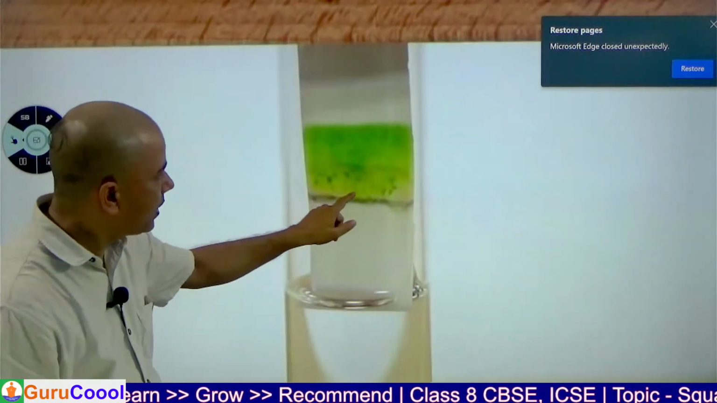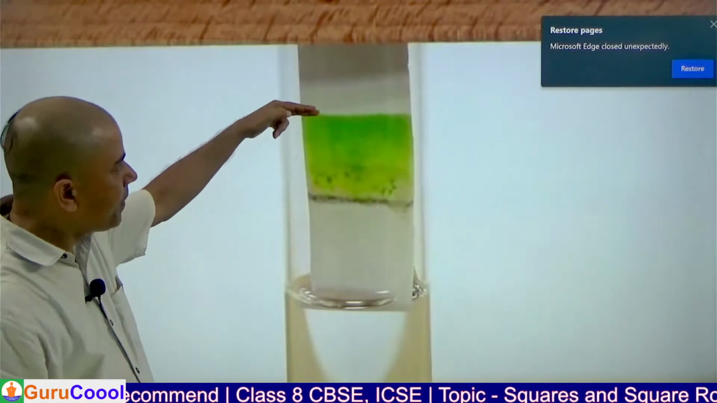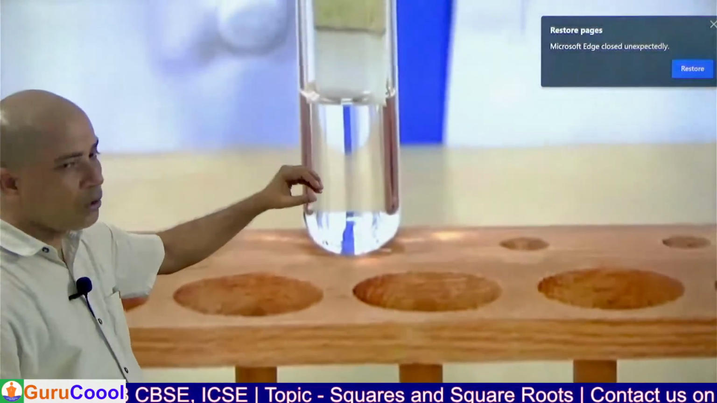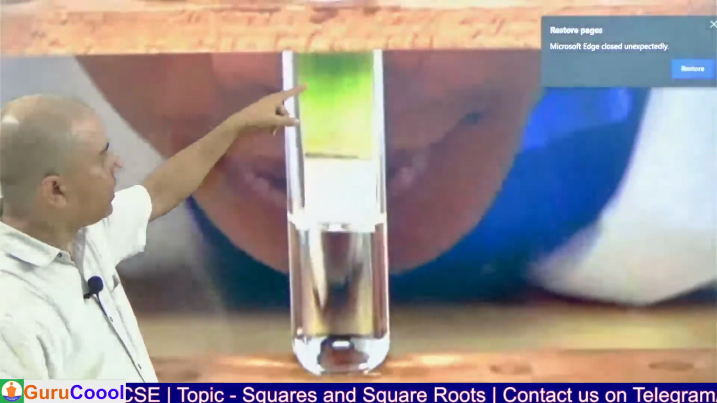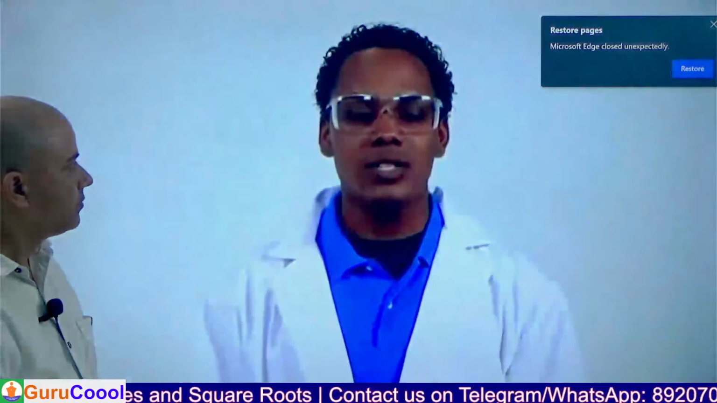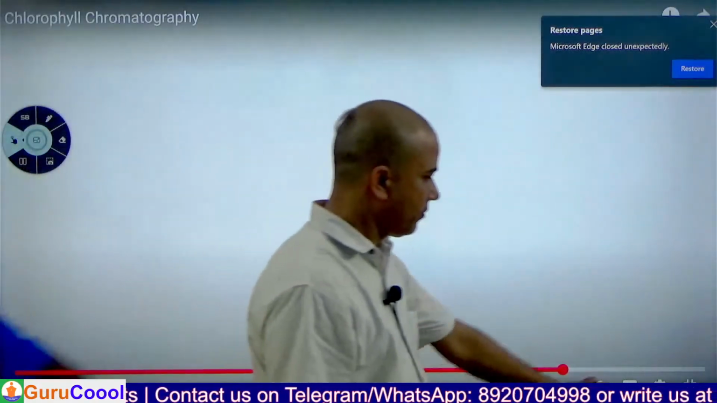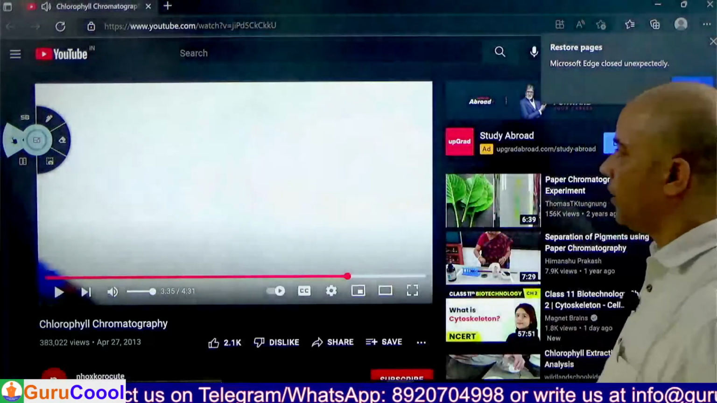Some yellowish color in the bottom you can notice here. The upper part is the dark green color. So the chlorophyll is going up. Chlorophyll is going up. This is a scientific experiment. Chromatography.